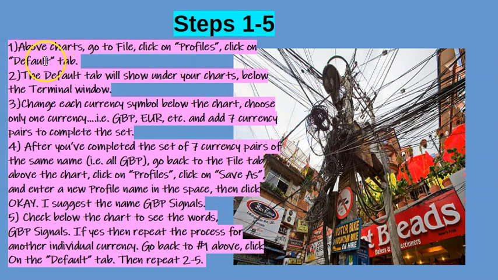But again, number 1, there are 5 steps. 1, 2, 3, 4, 5. Always check below the charts to see if you see the words of the new set that you just created. And the very first set we created in this video was the GBP signal, right? SIG. Right? And if yes, then you repeat the process for another individual currency. So go back to number 1, right over here. Go back to number 1, click on the default tab. Always click on the default tab first, then repeat to the 5. So at any time you can pause this video and you can write this off if you want, okay? But these are the 5 steps you go through to changing the charts and organizing them in a very simple and meaningful manner.